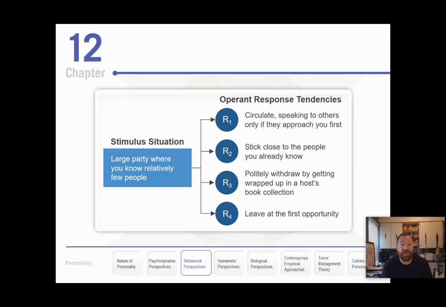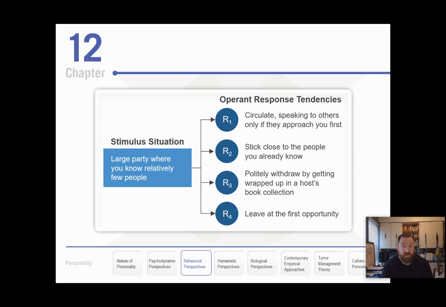You can see from a Skinnerian perspective that whichever one gets reinforced is the one you'll probably do again next time. If you circulate and meet some really interesting people and have really fun conversations, that's probably what you're going to do next time you're at a large party where you don't know many people. Whereas if you leave because you're uncomfortable, well, leaving is negative reinforcement. It's relieving that sense of anxiety of not knowing many people. So you leave, and that becomes reinforced, and the next time you're in that situation, you're more likely to leave.